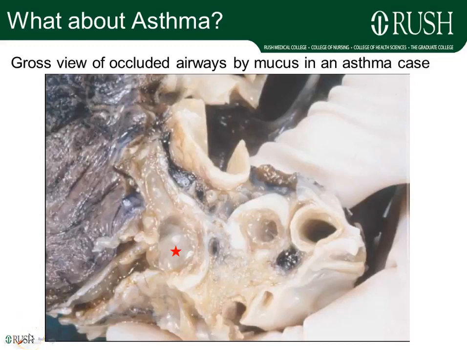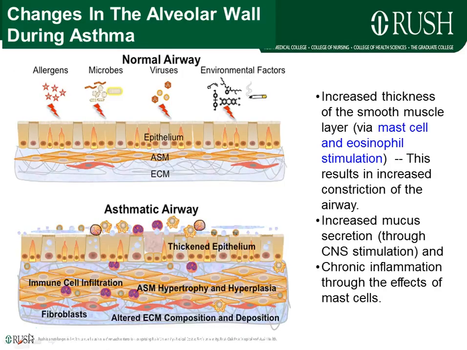So what about asthma? This picture shows a gross view of occluded airways. You can see the stars that are present here. Those are the occluded airways. There's an open airway just to the right of the others. You can understand how that mucus blockage would be a big problem.